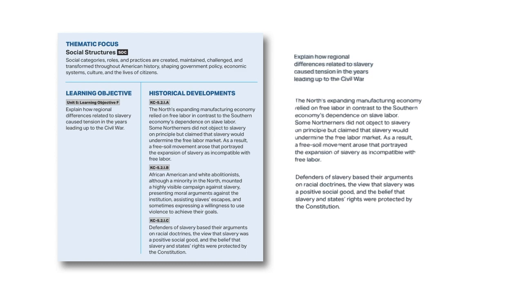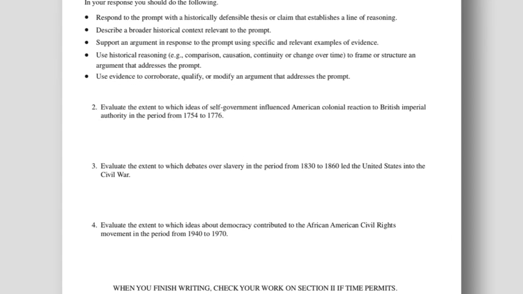And if they did it last year in 2019, if they could explain how regional differences related to slavery caused tensions in the years leading up to the Civil War, they could very easily do this LEQ from last year's AP test. Look at the one in the middle, labeled number 3. Evaluate the extent to which debates over slavery in the period from 1830 to 1860 led the United States into the Civil War. There it is.